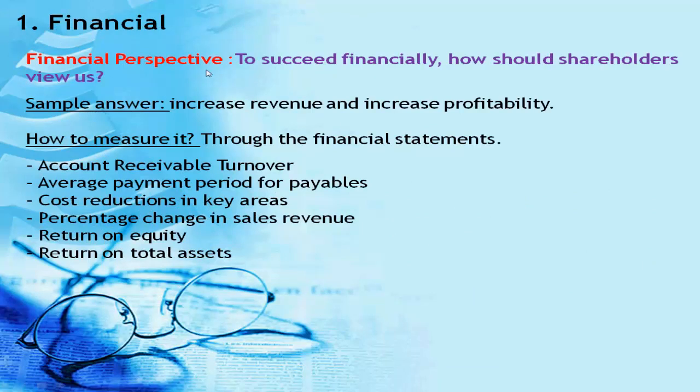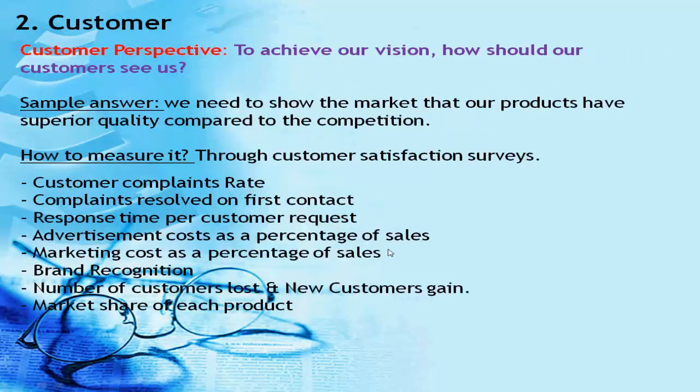Financial perspective. To succeed financially, how should shareholders view us? A sample answer would be increase revenue and increase profitability. How to measure it? Through the financial statements. What are the key performance indicators? Accounts receivable turnover rate, average payment period for payable rate, cost reduction in key areas, percentage change in the sales revenue, return on equity, return on total asset.